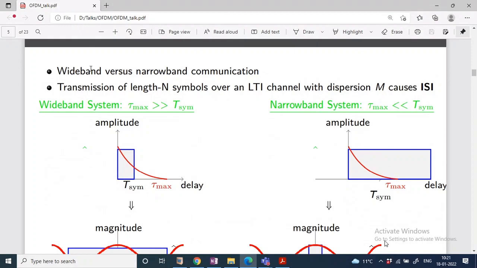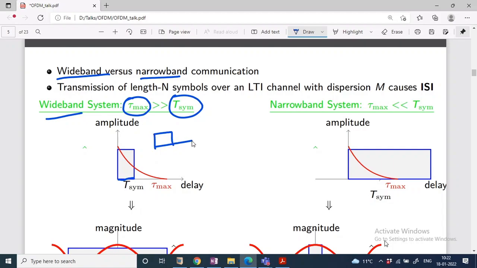Wideband system and narrowband system. What is a wideband system? Here tau max is the maximum delay spread, and Tsymbol is the symbol duration. If the maximum delay spread is higher than the symbol duration, it causes severe ISI in the time domain, because the first frame and second frame overlap. So the wideband system means this condition is satisfied by the delay spread in the time domain.